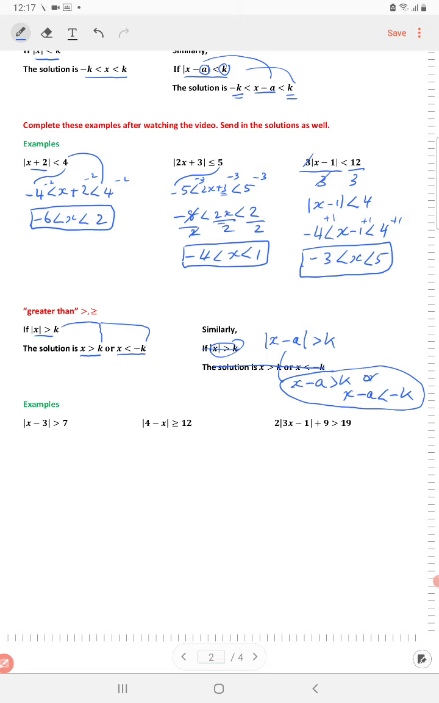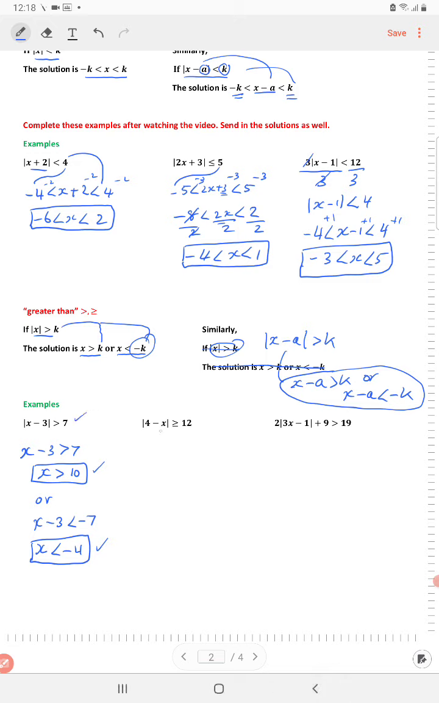Okay, so using those formulas, absolute x minus 3 greater than 7, there were two parts. The first bit is the positive part, so x minus 3 is greater than 7, so x must be greater than 10, or x minus 3 is less than minus 7. That's this part here, the minus k part. So x would be less than minus 7 plus 3 would be minus 4. So either x is greater than 10 or x is less than minus 4. That will make the inequality true.